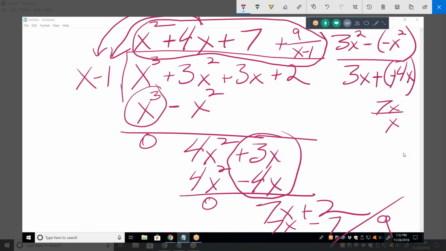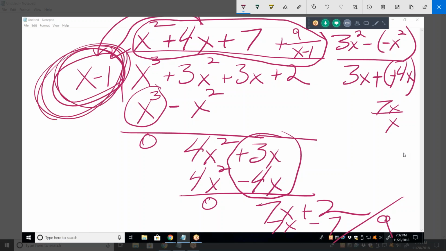Okay. And if you were to multiply that times that answer, you would get that. Exactly. You would get the dividend. In other words, when you divide a dividend by a divisor, you get a quotient, and then the quotient multiplied by the divisor gives you the dividend. Okay. By definition.